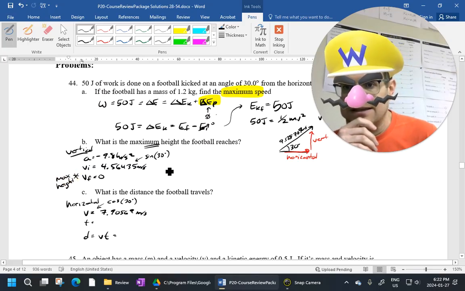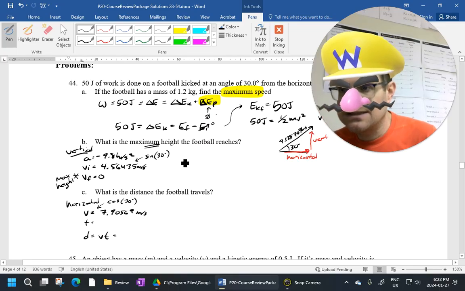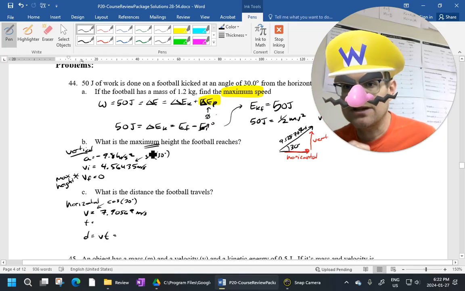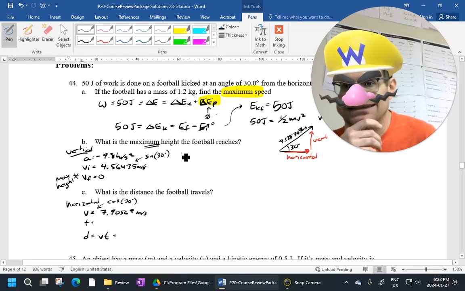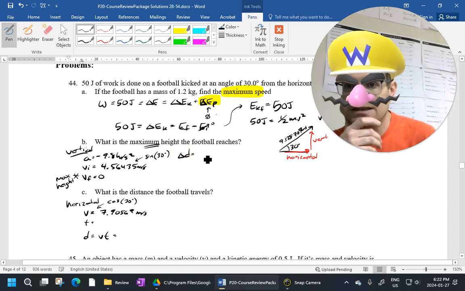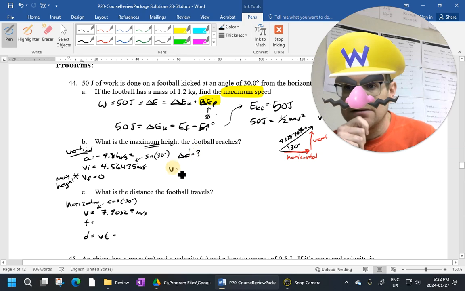So I have these three things. We can find both the D and the T, but in this case I'm trying to find the max height first. So I'm trying to find D. A good D formula that involves these three things would be VF squared is equal to VI squared plus 2AD.